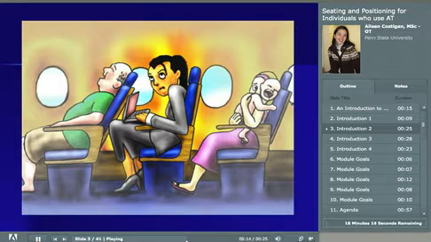Which would you find the most comfortable? Which would you find the most productive? This little example provides a glimpse into the importance of seated position on one's ability to participate in activities.